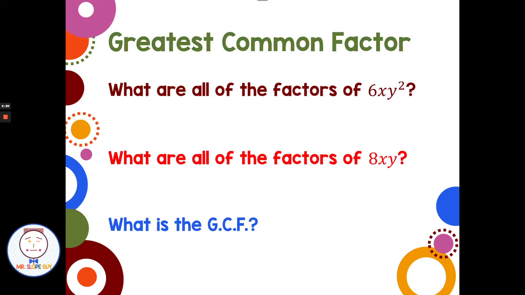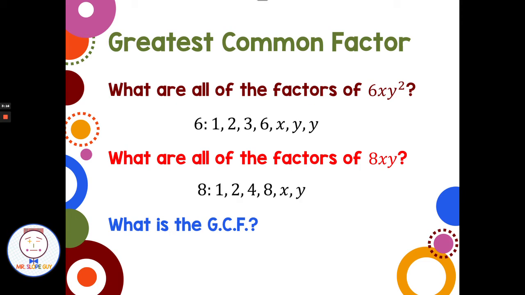Well, let's involve some variables. How about 6xy squared? Factors of 6xy squared: 1, 2, 3, 6, x, y, and y. So that y squared, its factors are y and y, and x has just a factor of x. What are all the factors of 8xy? Well, I have 1 and 8, 2 and 4, and then I have my variables x and y.